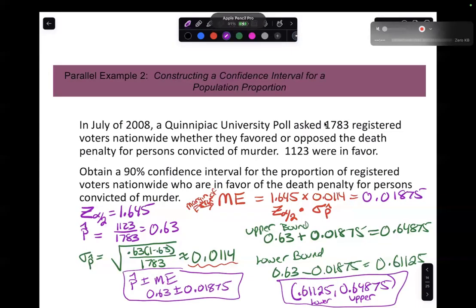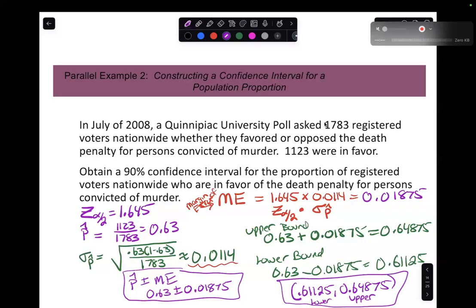If you were going to write a sentence to state this, you would say, we are 90% confident that the actual percent of people who are in favor of the death penalty for persons convicted of murder is between 61.13% and 64.88%. So you would say we're 90% confident that the actual is between these two values.